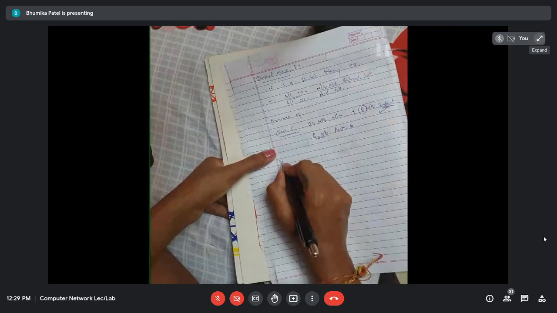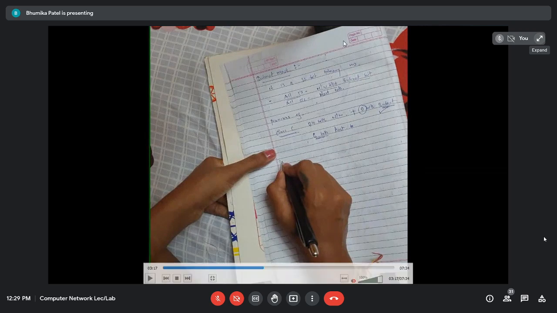So how can we get the subnet mask? I have to create the subnet mask myself. So how will I create it? Depending upon the subnets, you are going to have the subnet mask.